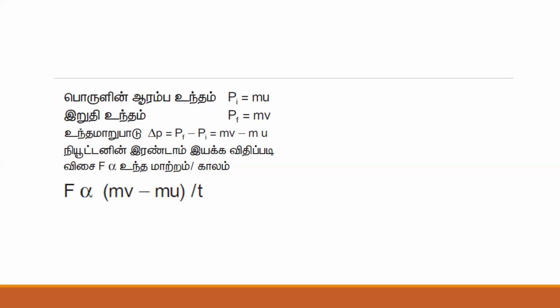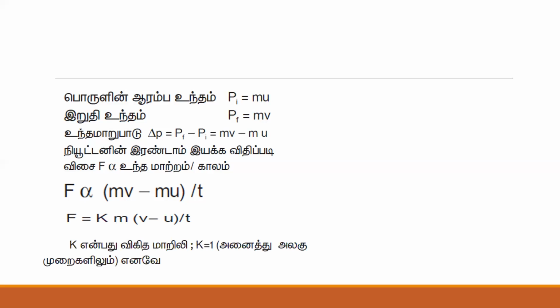F is proportional to உந்த மாற்றம், நம்ம என்ன பார்த்தோம்? MV minus MU by T. புரியுதா? இங்க சடனா அந்த ப்ரொபோர்ஷனல் சைன் மாறிடுச்சு, ஈக்குவல் சைன் வந்துருச்சு. அடுத்த பக்கத்துல நடுவுல ஒரு K வந்திருக்கு. K என்பது விகித மாறிலி, அதோட மதிப்பு 1.